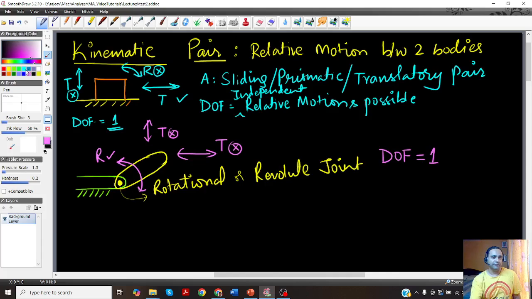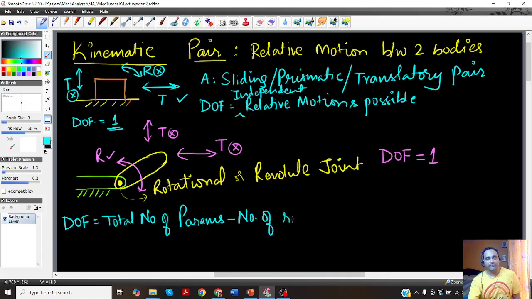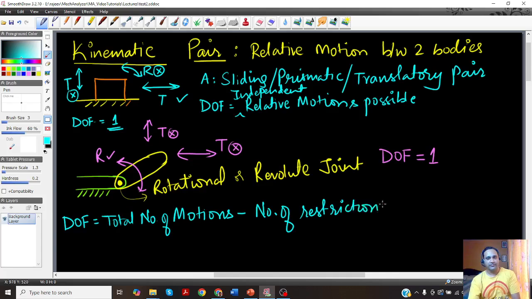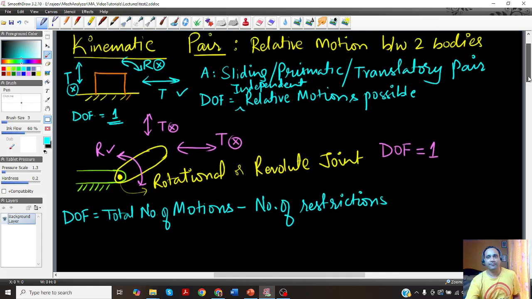Okay, now if you remember, we also had another definition of degree of freedom, that is total number of parameters minus number of constraint equations, or I can also say number of restricted motions. Let me try to put it this way: total number of motions minus number of restrictions. Okay, this is one easier way to find the degree of freedom of a pair.